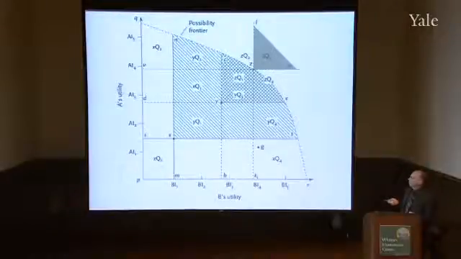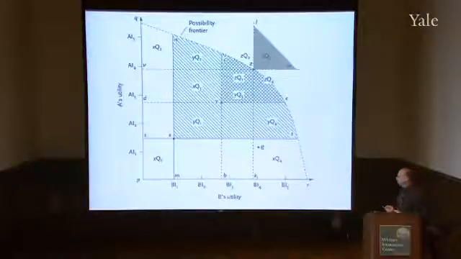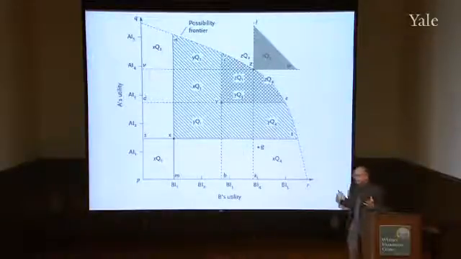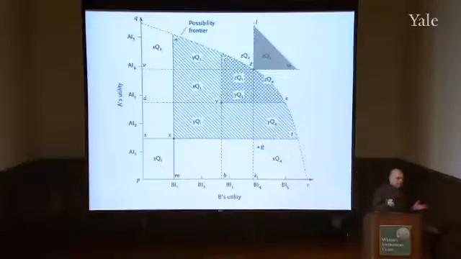Okay, so Y is Pareto superior to X, and Z is Pareto optimal. Can't be improved upon. It's an optimum in that sense. That's it. That is neoclassical economic theory in a nutshell.